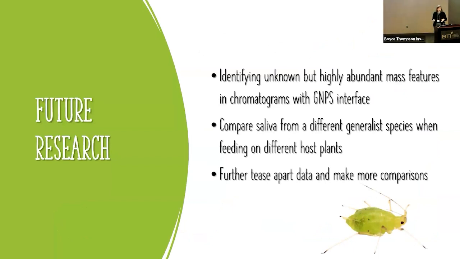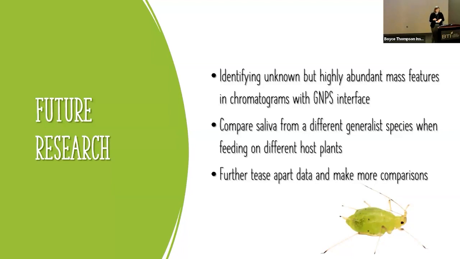So for future research, when we ran through our chromatograms and found the most abundant peaks, there was a lot that were highly abundant but unknown mass features. So we're not quite sure what that compound is that's running out. But it would be really interesting to look and try to discover and identify what those unknown compounds were. We can use something that's a GNPS interface. It's kind of like a spectral library that matches up the MS2 spectra to other ones that people have run through before. And it helps give you an idea of what your compound may be.